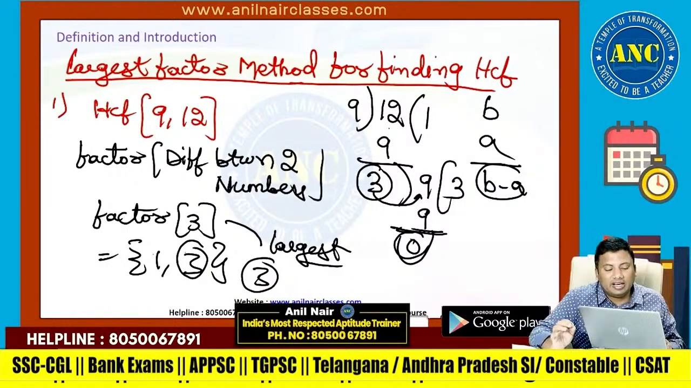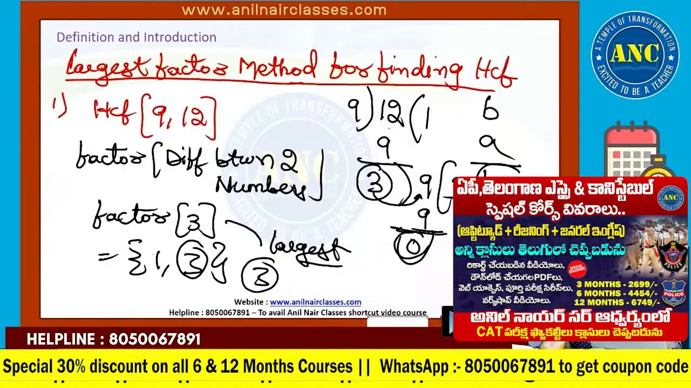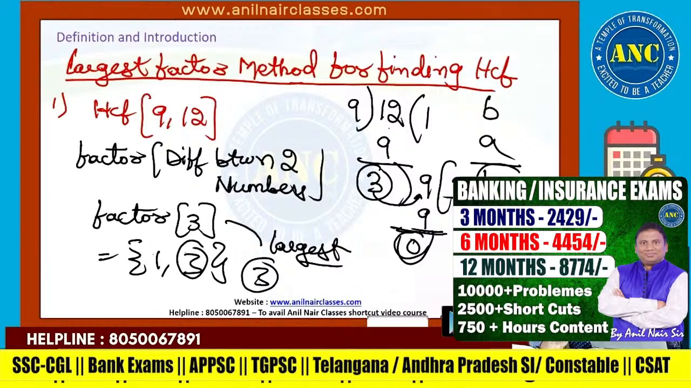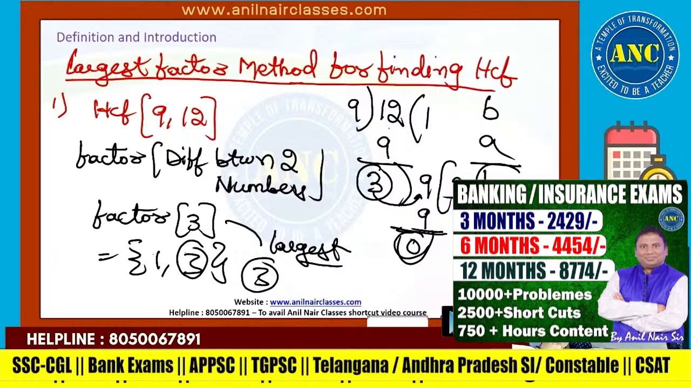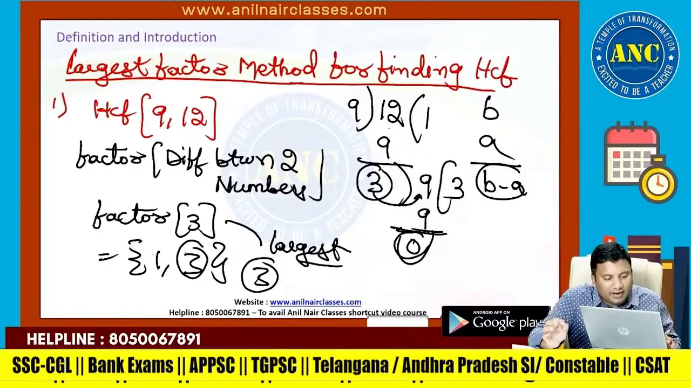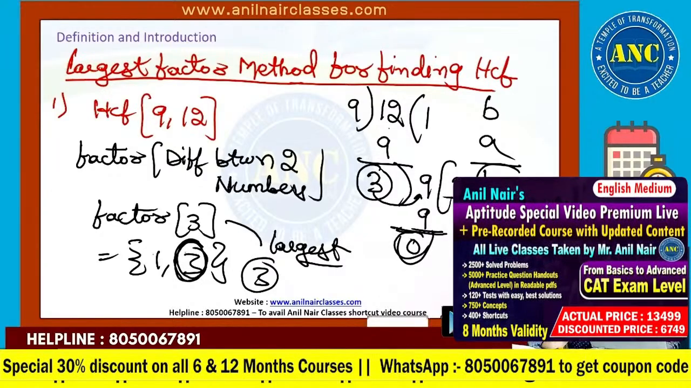Right? Take the difference between two numbers. 12 minus 9 is 3. Factor of 3 is 1 and 3. Check what is the largest number that will divide this number. 1 will divide 9, 1 will divide 12. 3 will divide 9, 3 will divide 12. But the largest number is 3. I hope you got the idea.